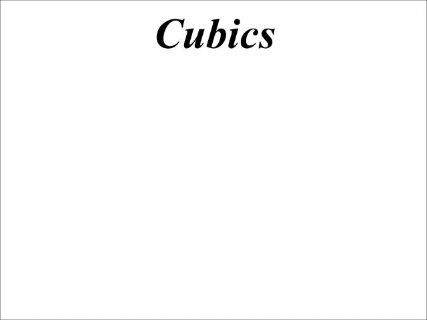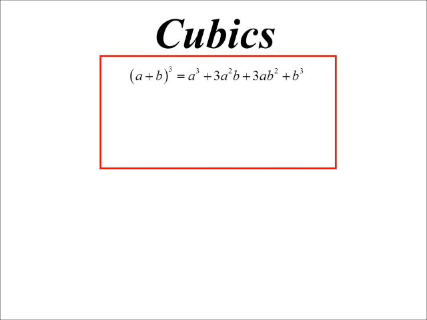There we go. We tend to memorise our perfect squares and those sorts of things, but really cubics are just as important. (a plus b) all cubed turns out to be a cubed plus 3a squared b plus 3ab squared plus b cubed. Lovely pattern you'll notice there, right? The powers of a are going down by 1, powers of b are going up by 1, coefficients go 1, 3, 3, 1. So there's a lovely symmetry to the whole thing.